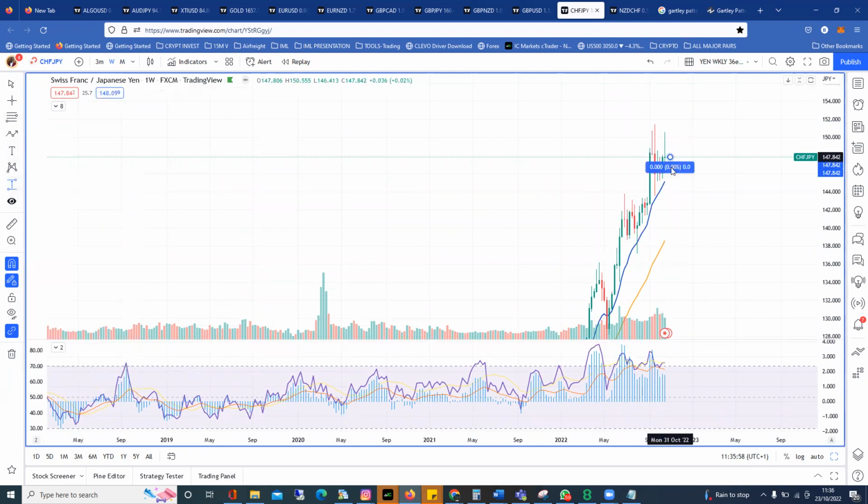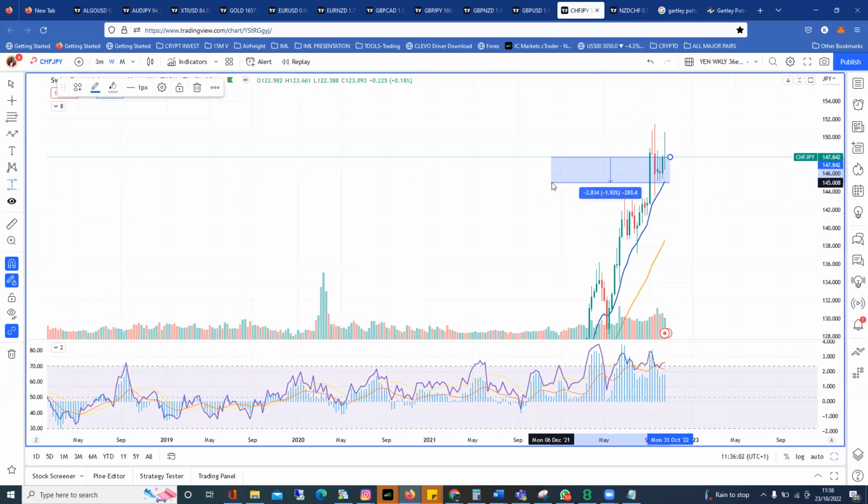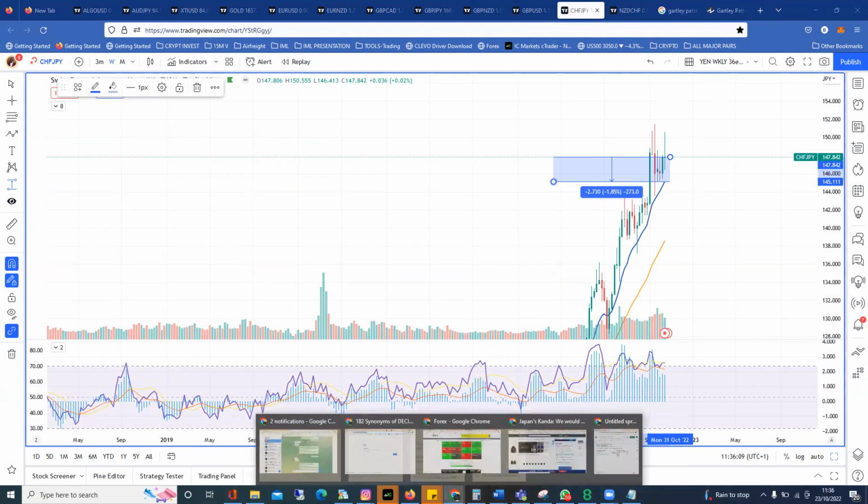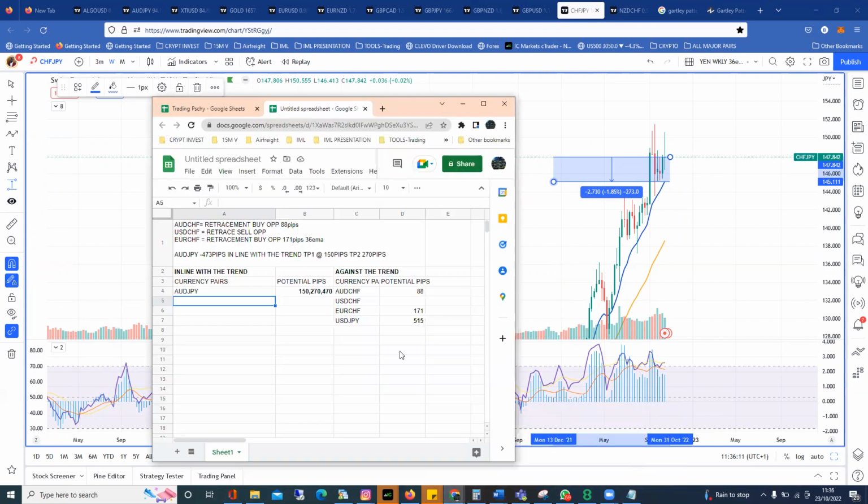So if this one comes all the way down to here, at least we can have 280 pips against the trend on Swiss yen. So the other one is Swiss yen. And then against the trend, it's about 270 pips.